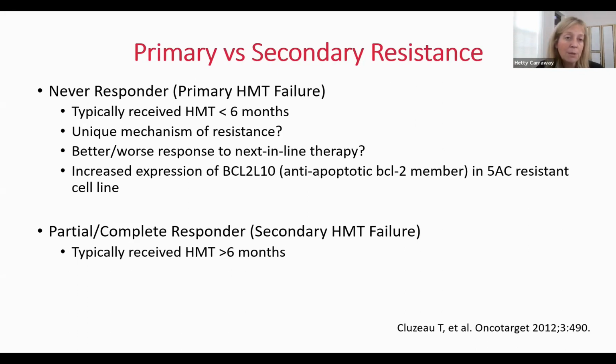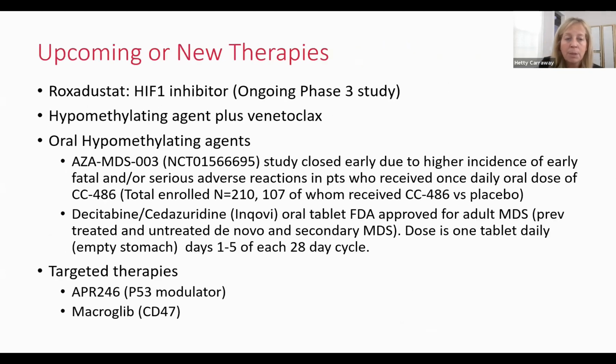The never responders typically have received it for less than 6 months, and there may be lessons that we learn with regard to unique mechanisms of resistance, whether or not there's better or worse response to next in-line therapies, and concerns about maybe an increased expression of BCL2 or other resistance patterns or mechanisms. And that allows us to think more about combination therapies and how best to approach this particular patient population.